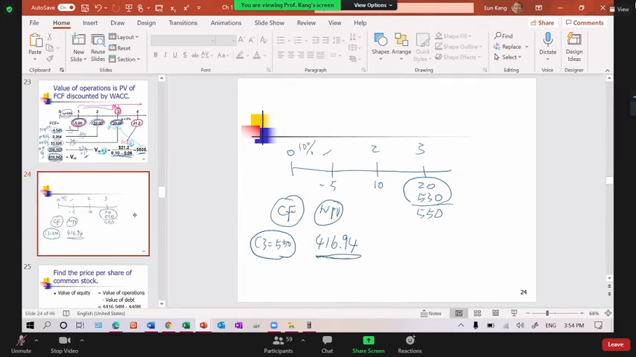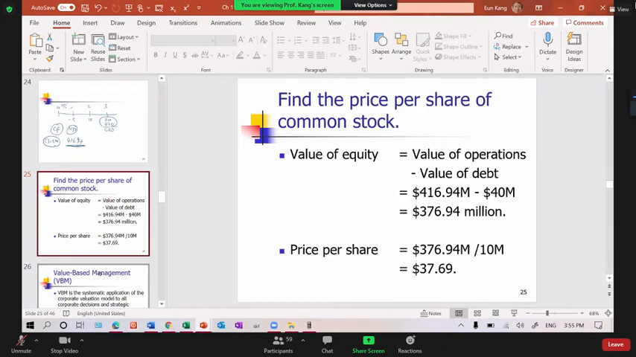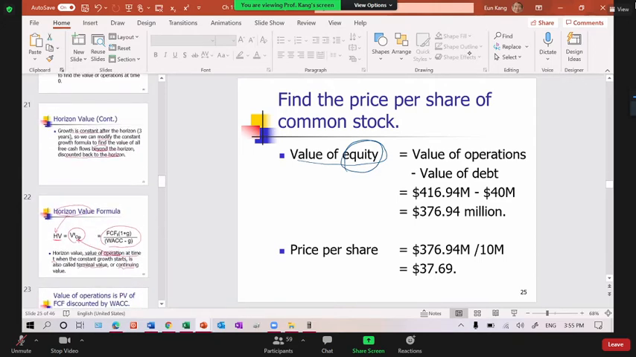416.94. Okay, so that is very, very important, very highly likely to be in the quiz or exam, because this one is the main point of chapter 11. Yeah. So once you calculate, but that's not the end of the problem yet. You just calculate value of operations today, right? Then for you to get value of equity, right? But here, if you look at the questions, where is it?